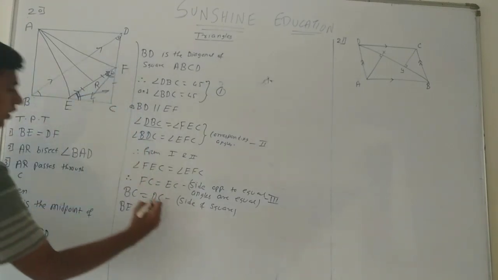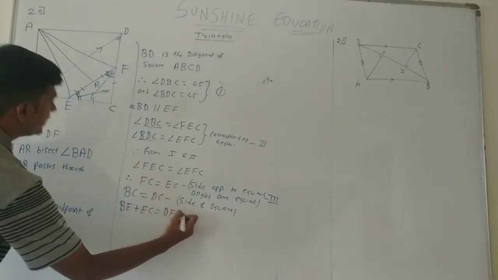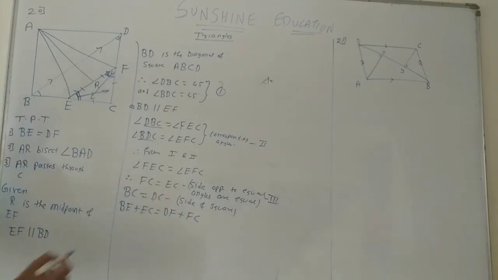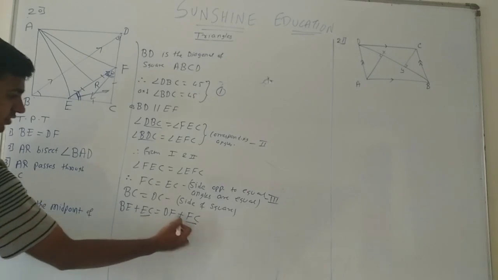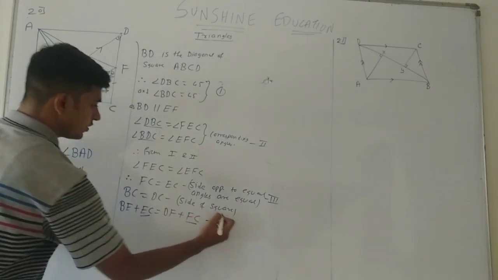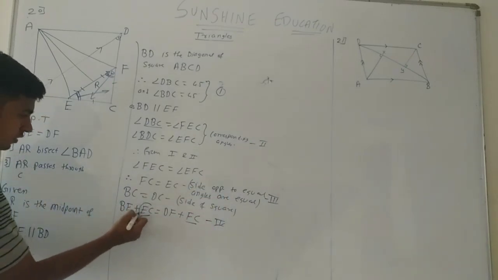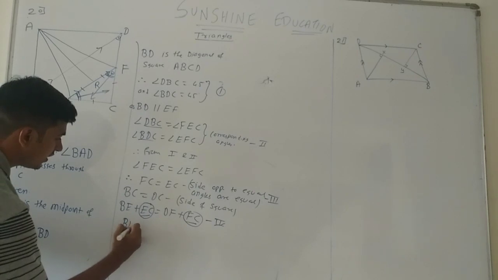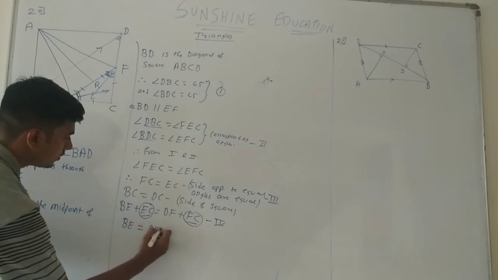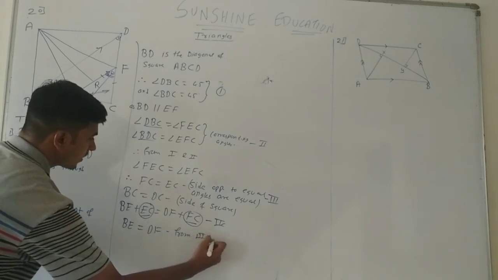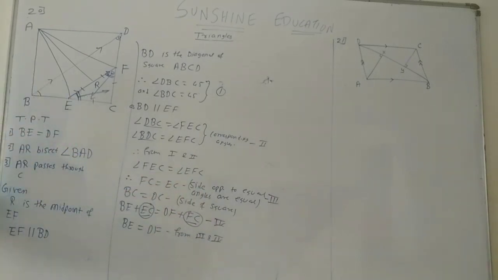And how is DC formed? DF plus FC. And we know that EC and FC are equal from 3. I will give this as number 4. Therefore, from 3 and 4, the terms which are equal will get cancelled. So, we can say that BE is equal to DF from 3 and 4. So, the first part of the question is done.